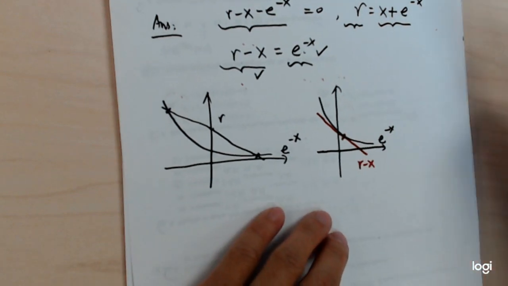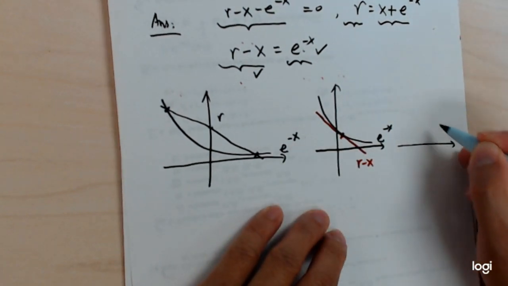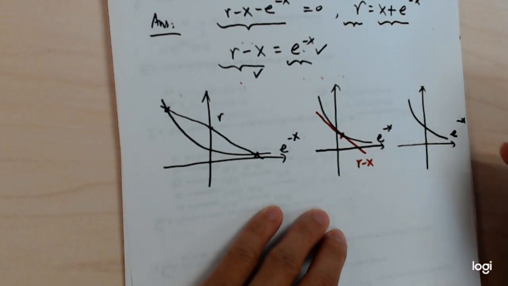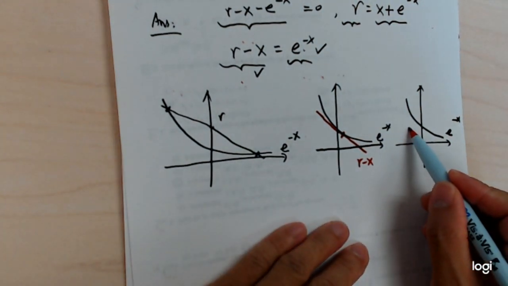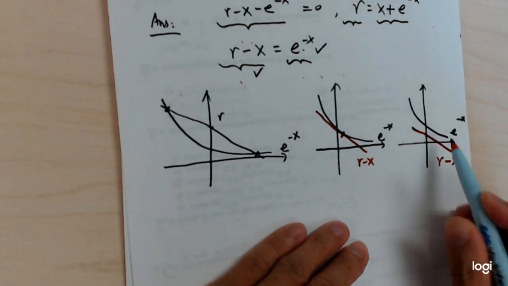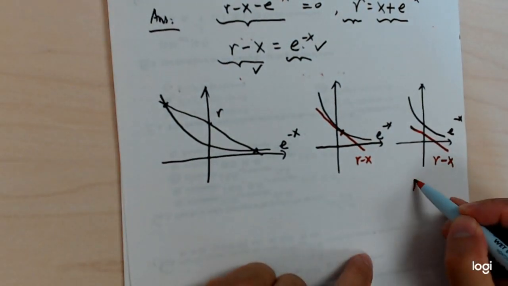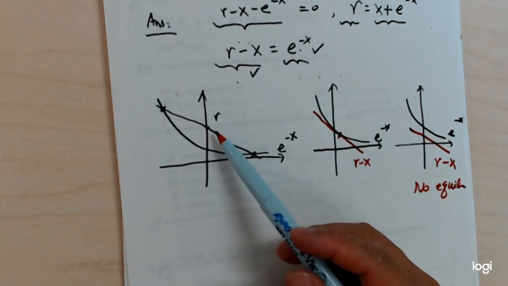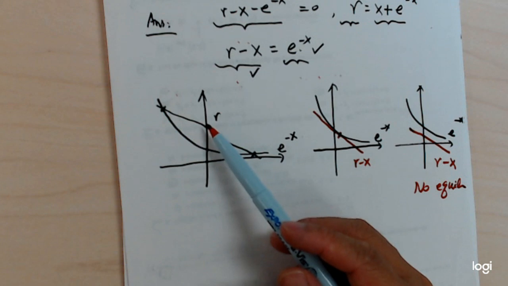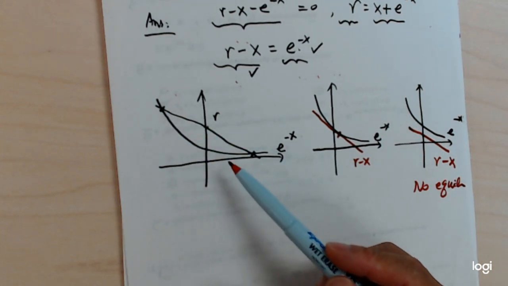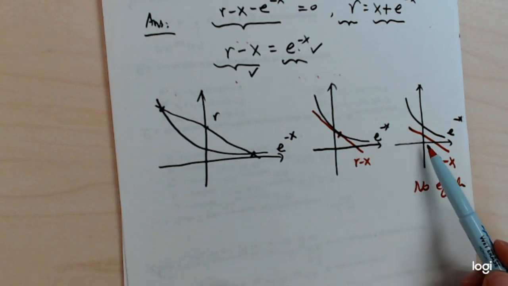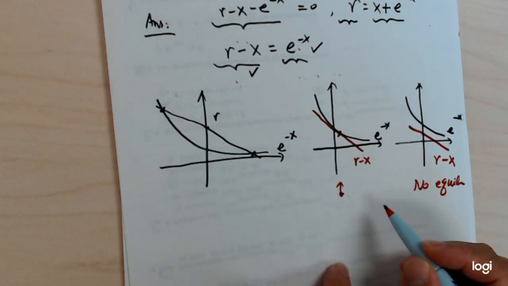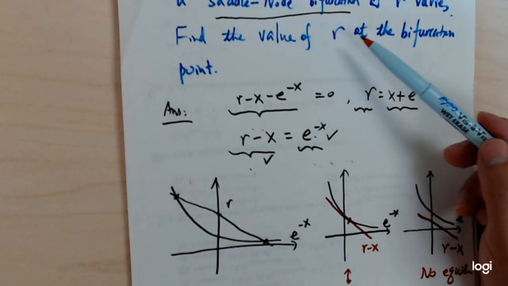When you further decrease R, this guy basically stays the same. You're going to be looking at a scenario like this. This is R minus x. And in this case here, there is no equilibrium. So based on the graph here, when R is big, there are always 2 equilibriums. But when R is small, there is no equilibrium. So obviously, we're trying to figure out this critical scenario here, and that's the value of R at the bifurcation point.